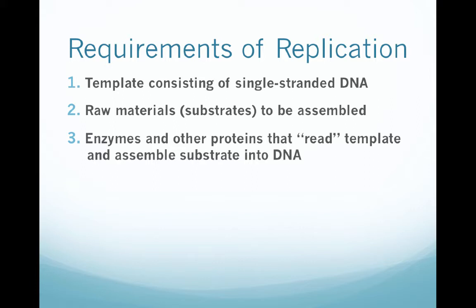The second requirement is that lots of raw materials, such as substrates and enzymes, need to be present in the cell and come together and be assembled for this process to take place. And the third major requirement is that enzymes, as well as other proteins whose job is to read the template, have to be able to assemble along the DNA for replication to take place. So three major requirements of replication: you've got to have your template, your substrates, and your enzymes and other proteins in place for this to be successful.